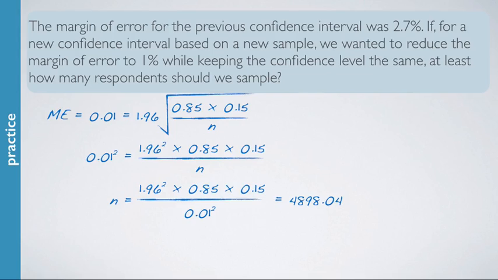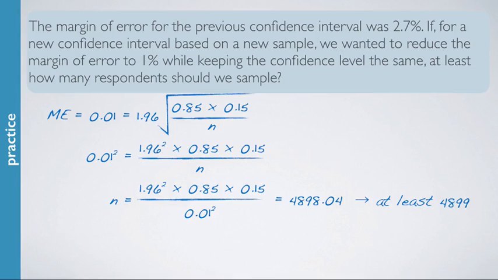4898.04. However, remember that we need to round this number up, even though mathematically it doesn't make sense to round up. Because what this is saying is that in order to ensure a maximum 1% margin of error, we're going to need 4,898.04 persons. Since we can't have 0.04 of a person, we would say that we're going to need at least 4,899 people in our sample.